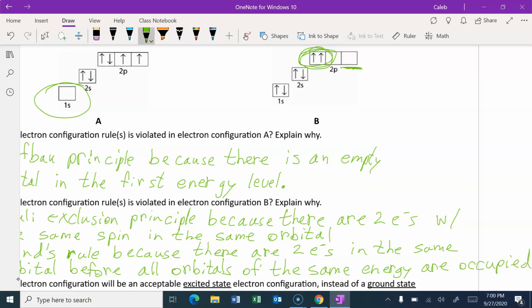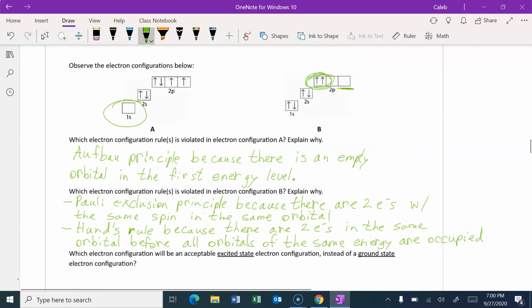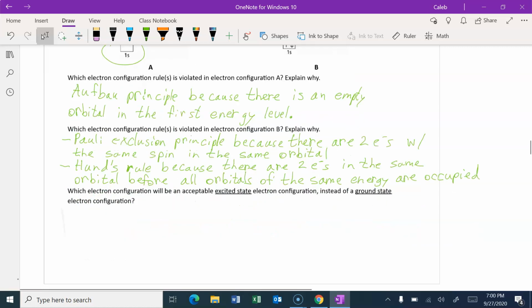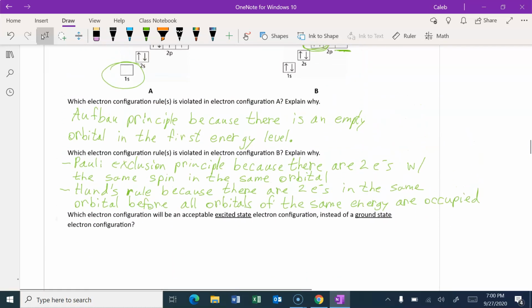Probably another way to say that, but that's the way I would think about it, and I believe that is a good explanation. We have some empty orbitals of the same energy level, and we started doubling up before those orbitals at the same energy level were occupied. Same energy level and sublevel, I should say.